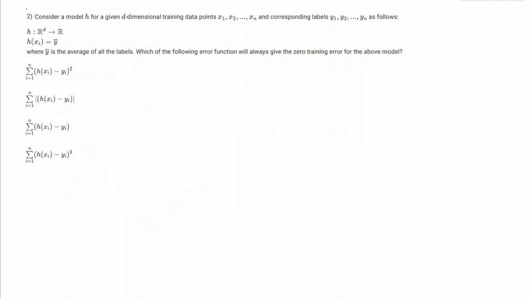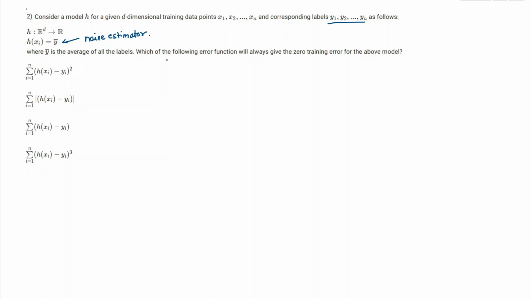So here we have the second question. Consider a model H for given d-dimensional training data points x1, x2 up to xn, and the labels are also given, y1, y2 up to yn. Now, this is a special scenario where all of your prediction is nothing but y bar. This is known as the naive estimator. Irrespective of the data point, it will just output the average of the output labels in the training dataset.